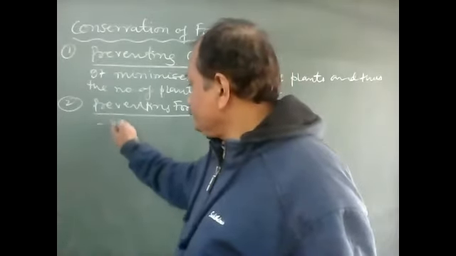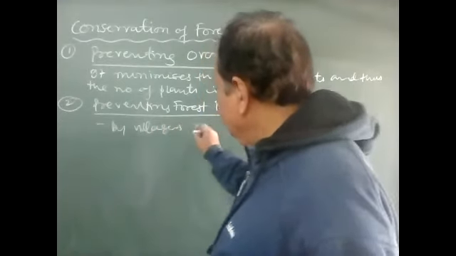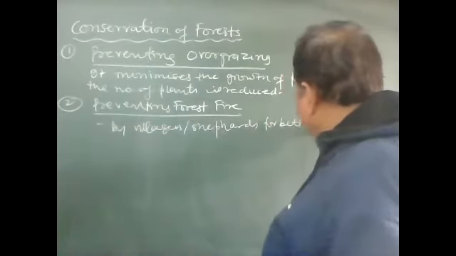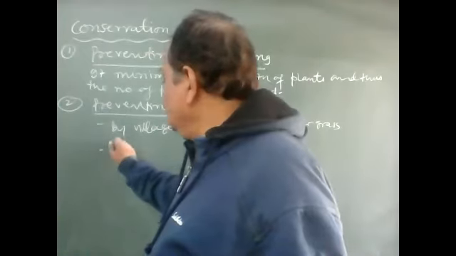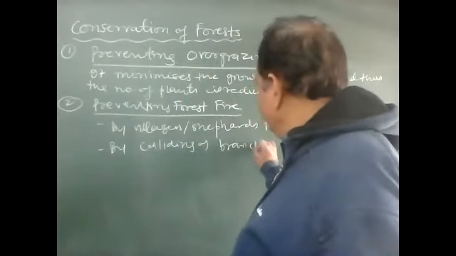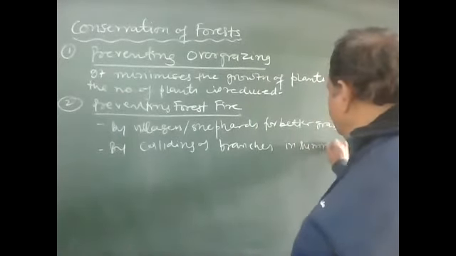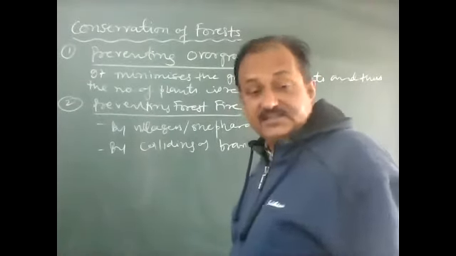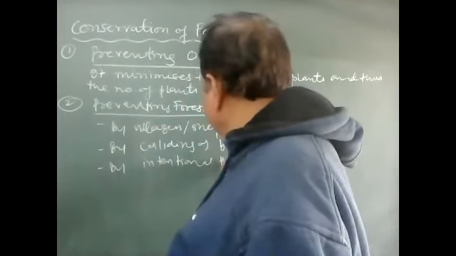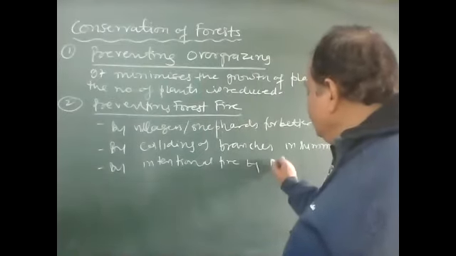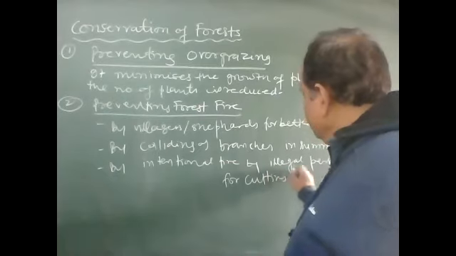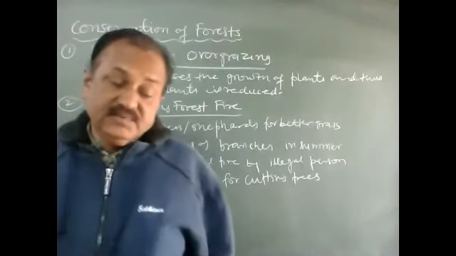First is by villagers, shepherds for better grass. This is one point. Then by colliding of branches in summer. I am just listing the reasons. Then by intentional fire by illegal persons for cutting trees. So this is the point. And so we have to take care.